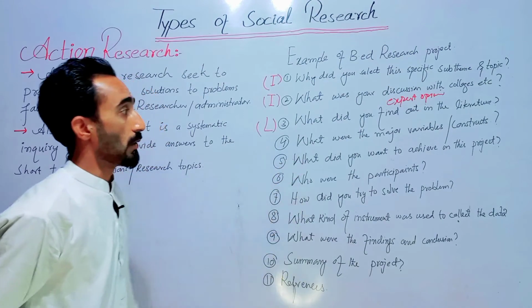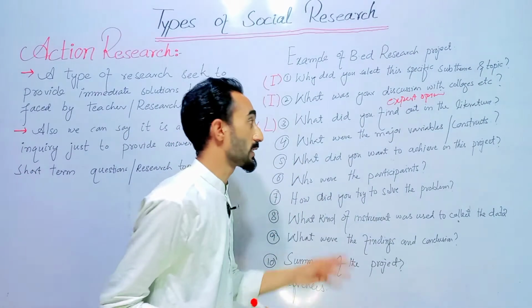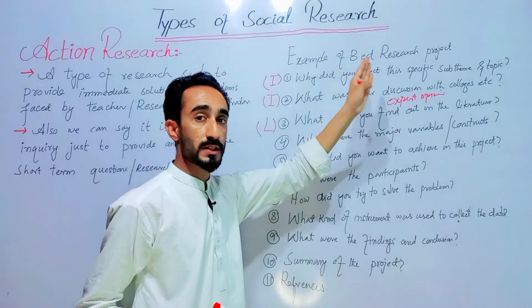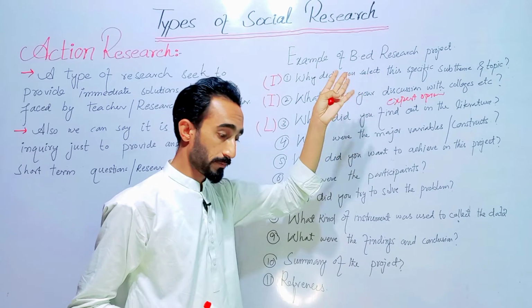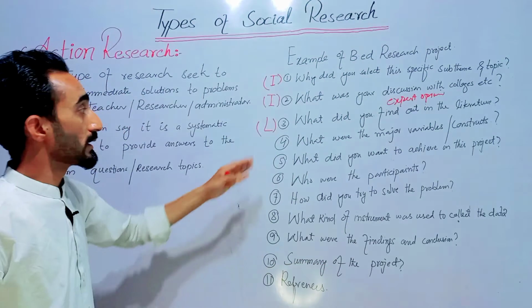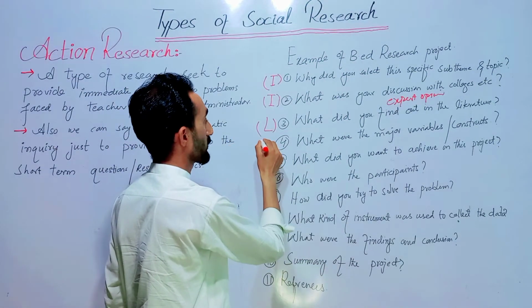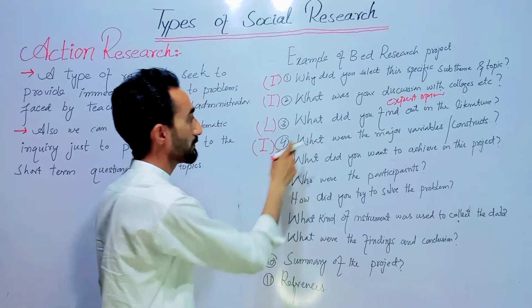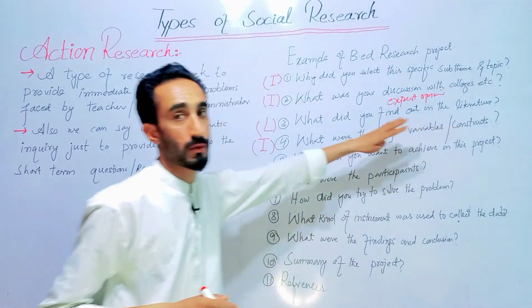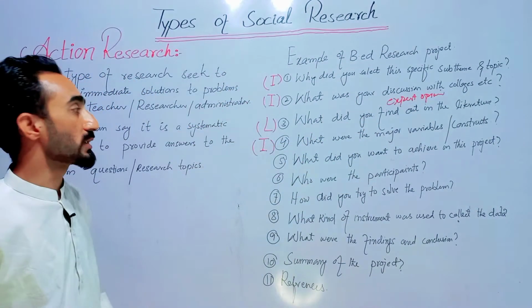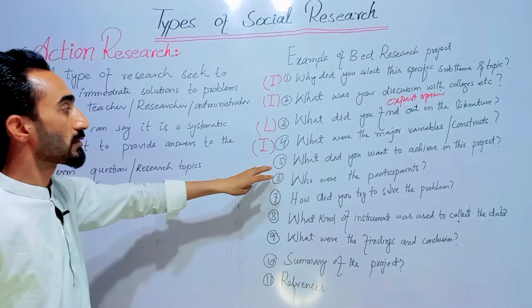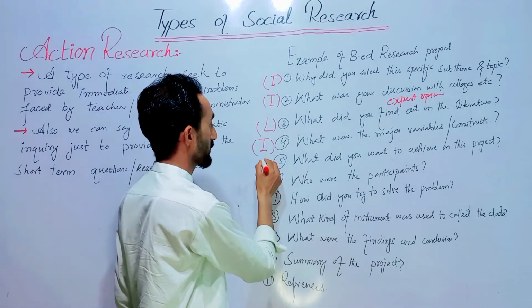The fourth one is: what were the major variables and constructs? This is also related to the introduction section. In the introduction we set objectives and research hypotheses or research questions. Mostly we do this in methodology, but here we will only mention the major variables or constructs in the introduction. What did you want to achieve in this research project? It is also related to the introduction section.